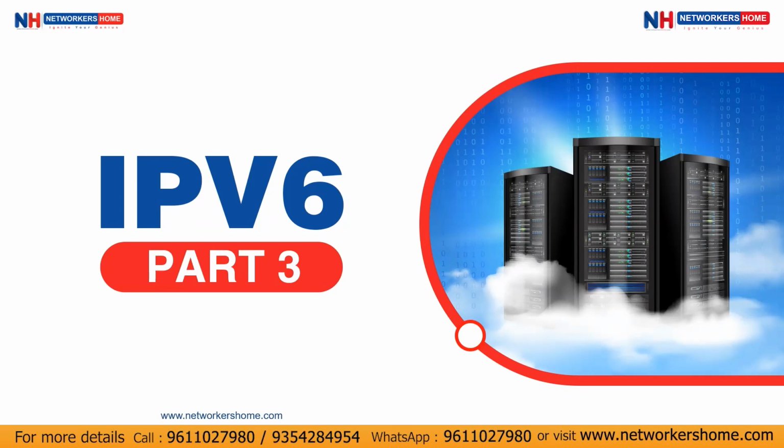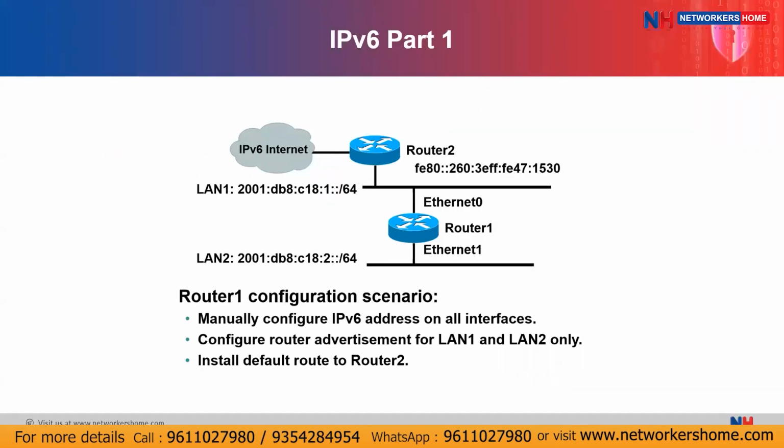Today I will discuss configuration of IP version 6 on a router: basic IP configuration, and all types of dynamic routing protocols, and how we are going to configure them under IP version 6 on a router. So here we have an example where we can manually configure IPv6 addresses on all interfaces. Other options we have: configure route advertisement on LAN 1 and LAN 2 only, and install a default route to router 2.